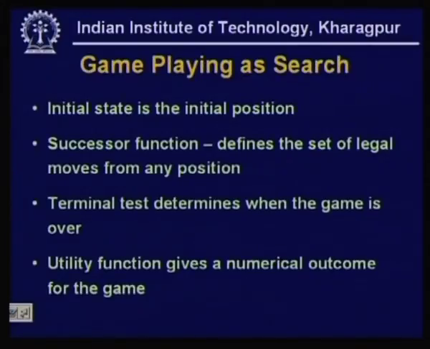Then the successor function in a game search tree defines the set of legal moves from any position. Like in a chess board, if white is playing, white has a number of possible moves. So, these are the possible successor positions for white. The terminal test determines when the game is over. In chess, the terminal test means when the king of one of the sides is captured. The utility function, when a game is over, gives an outcome of the game. For example, in chess, if white wins, we give white a utility of +1. If white loses, we give white a utility of -1. If white draws with black, we give white a utility of 0.